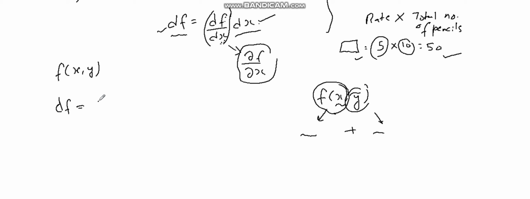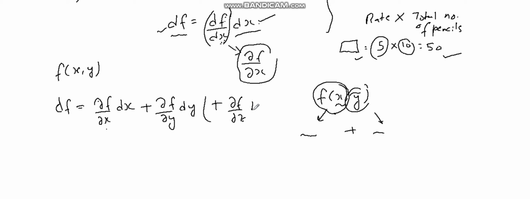So df is the partial derivative of f with respect to x, the rate of change of f with respect to x, times how much x has changed, plus, because the total change is always the sum of the individual changes, the partial derivative of f with respect to y, how f is changing when y is changing, times how much y has changed. Okay, so this is the total change of function f of two variables. If we want to write it for three variables, we will add one more term: del f by del z dz.